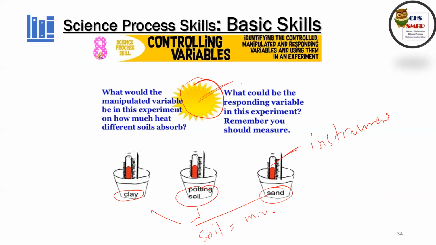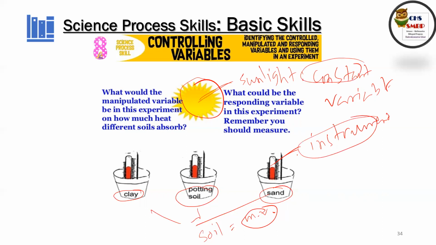We get heat from the sunlight, and these three tubs have the same amount of sunlight. So sunlight is a constant variable. Now we can see the manipulated variable, the constant variable, and the instrument, and what to measure? To measure the temperature, right? So temperature will be the responding variable or dependent variable. I hope you have a clear idea about how to sort out constant variables, manipulated variables, responding variables, and instruments.